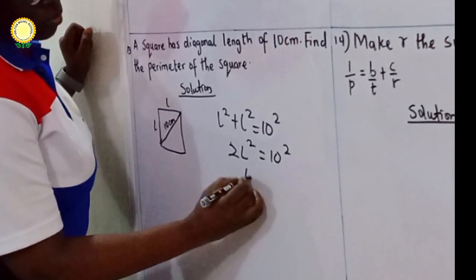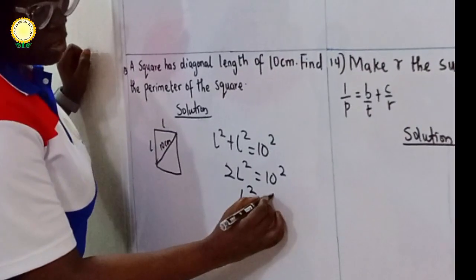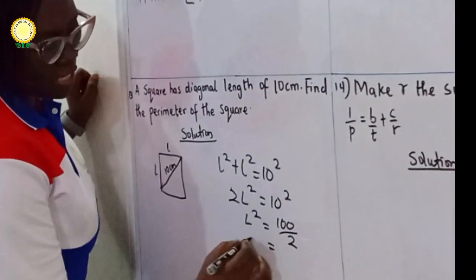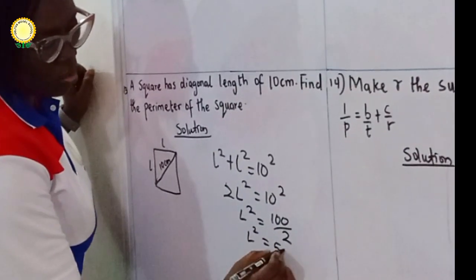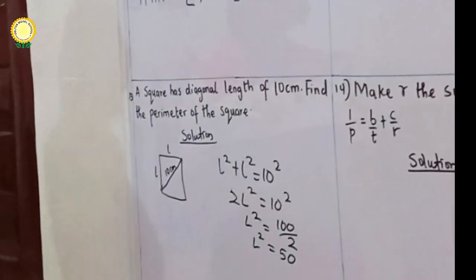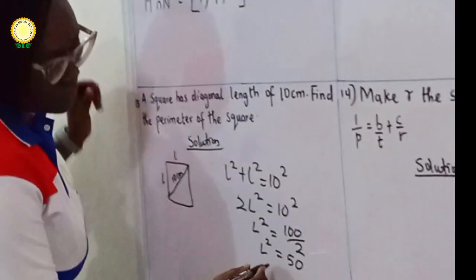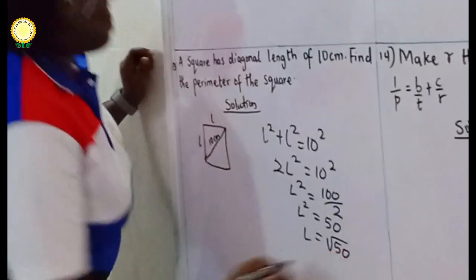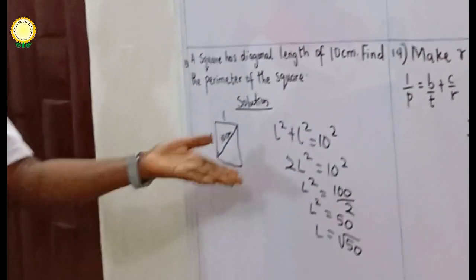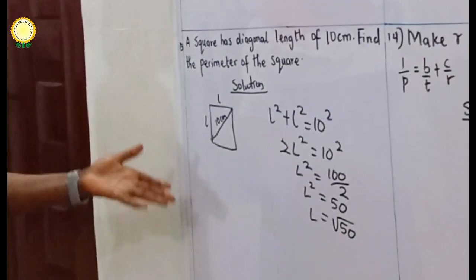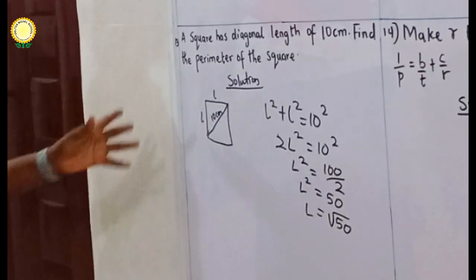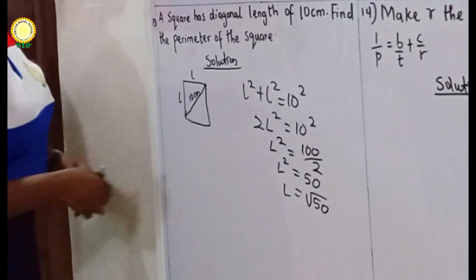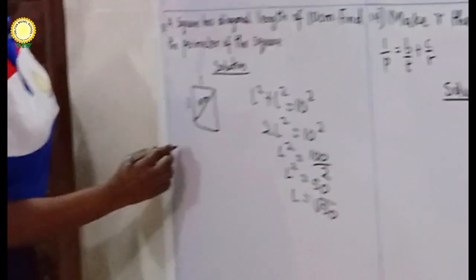Dividing both sides by 2, we have L squared equals 100 divided by 2. 10 squared is 100. And that will give us L squared equals 50. So what is L? L will be equal to the square root of 50. We can simplify further, but because that is not the end, it's better to simplify at the end. We are asked to find the perimeter of the square, so there is no point wasting time simplifying because you still have other things to do.